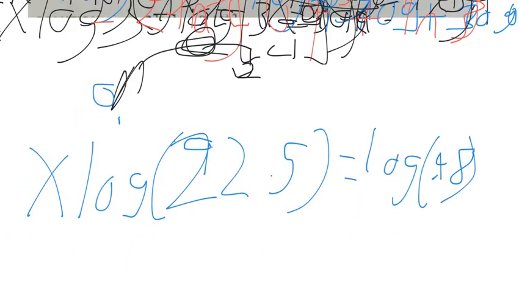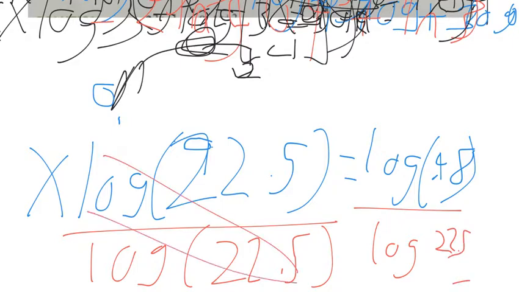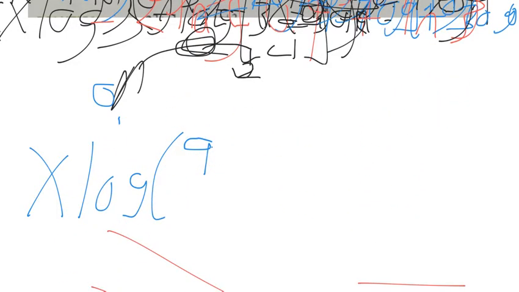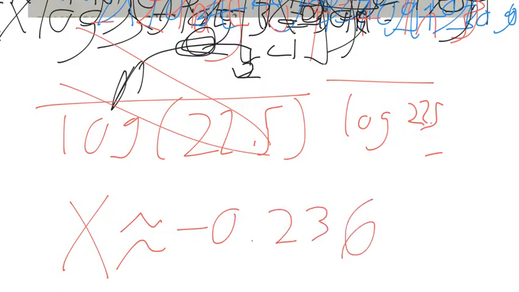So now to solve for x, you have to divide both sides by log of 22.5. So if you type that into your calculator, log of 0.48 divided by log of 22.5. Remember, it wants it to the nearest thousandth, so to 3 decimal places. So it'd be approximately negative 0.236.